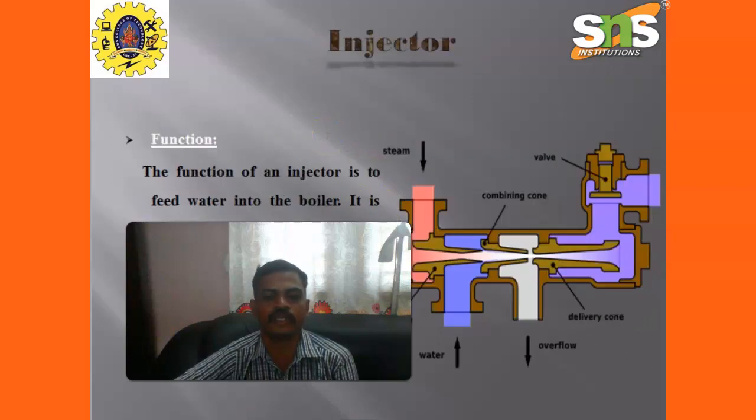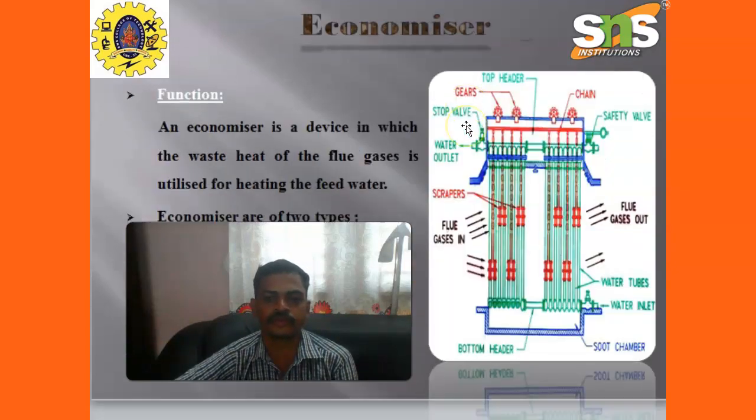Next one is the injector. The main function of the injector is to feed water into the boiler. It is also used where space is not available for the installation of a feed pump. This is the construction of an injector: the overflow, delivery cone, feed water to boiler. This is a controlling valve. This is a combining cone, where steam enters the injector. This is the steam cone.